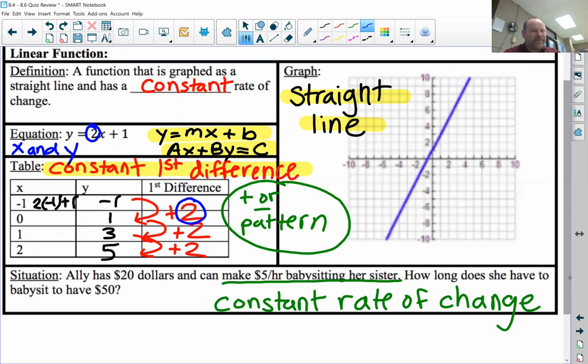Now, we have talked about feet per second in a quadratic model. It's a little bit different. We'll talk about that next. Questions on linear models?